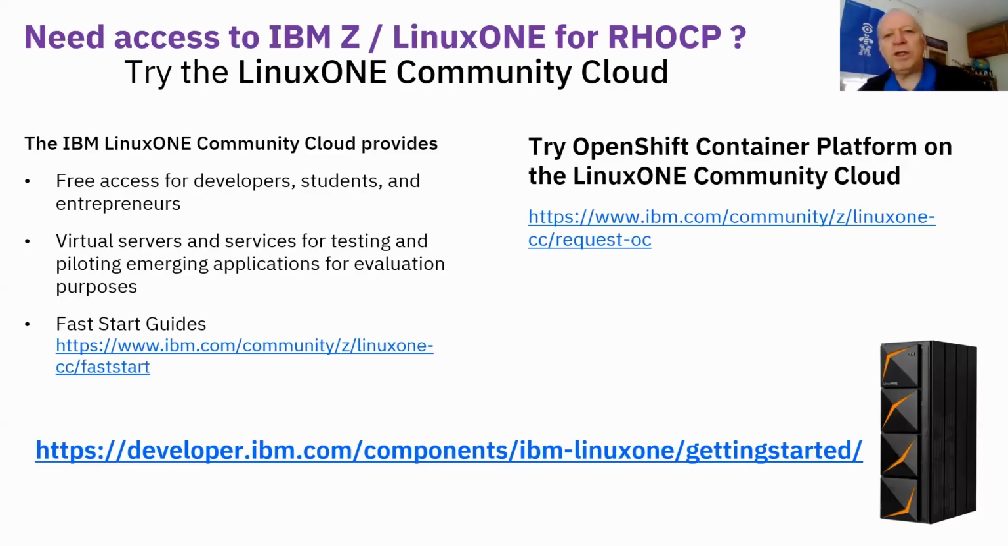Now, do you need access to an OpenShift environment? And you think, well, to install it, I need time. If you want to have access today, in the next 5 minutes, you go to the right side here: try OpenShift Container Platform on our LinuxONE Community Cloud. You get a ready-to-run OpenShift environment, and you can try out your software or your container or whatever you want. If you just want Linux on Z, that's on the left side, with a fast start guide. But a ready-to-run OpenShift environment can be used from the LinuxONE Community Cloud.